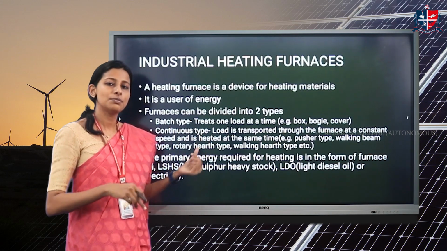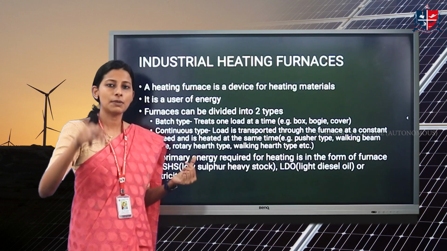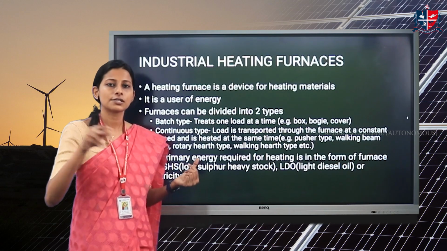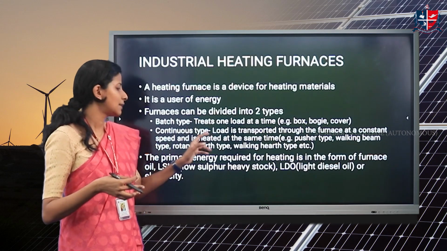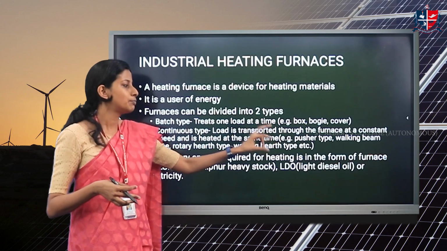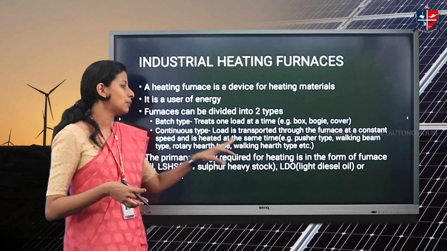Whereas the continuous type means the furnace is part of an assembly line. Assembly line means continuous: in cycles, the next batch comes, it works on that, and it just keeps on going. There are different types of continuous furnaces. One is the pusher type, and the next is the walking beam type. Others are the rotary hearth type and the walking hearth type.